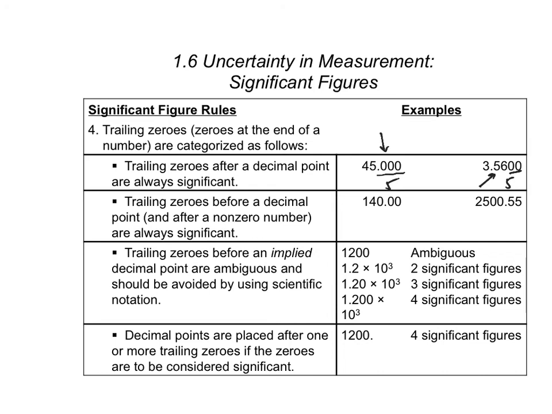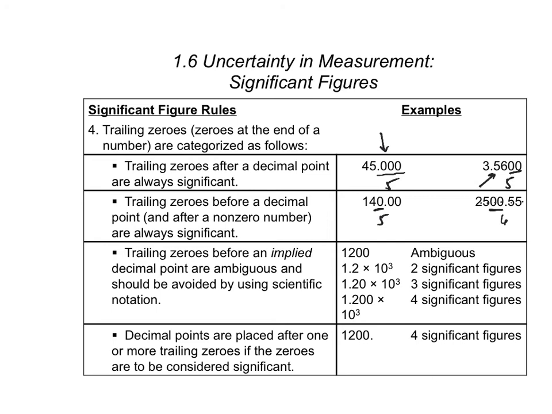Okay, so then trailing zeros before a decimal point, but after a non-zero number, something like these guys, these are also significant figures, okay? Again, they're sandwiched between non-zero numbers, so you should just utilize that sandwich one at least, to count these as significant figures. So this guy would have 5, and this guy would have 1, 2, 3, 4, 5, 6 sig figs, okay?